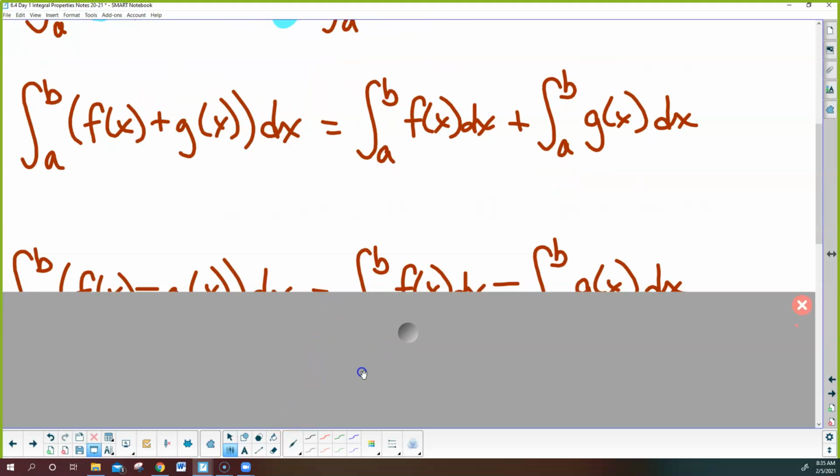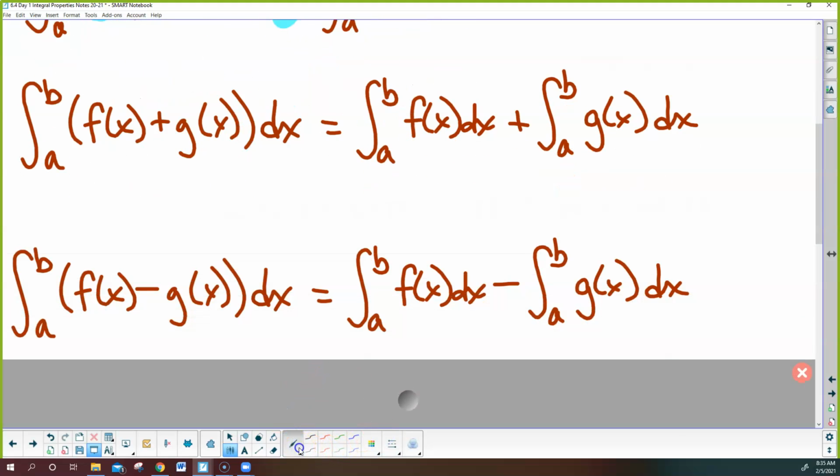Okay, these next two are basically the same thing. It says if we have a function f plus g, and I'm evaluating it from a to b, well, then you can separate this and take the function f from a to b and the function g from the same bounds and evaluate them separately and then add those two areas together. Same thing with subtraction.